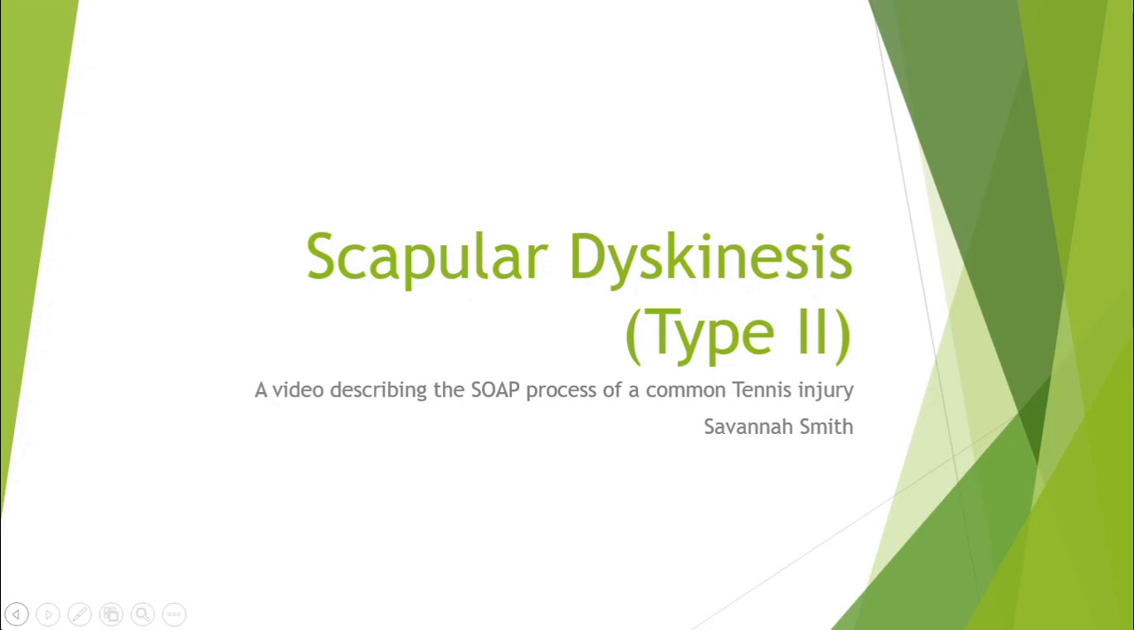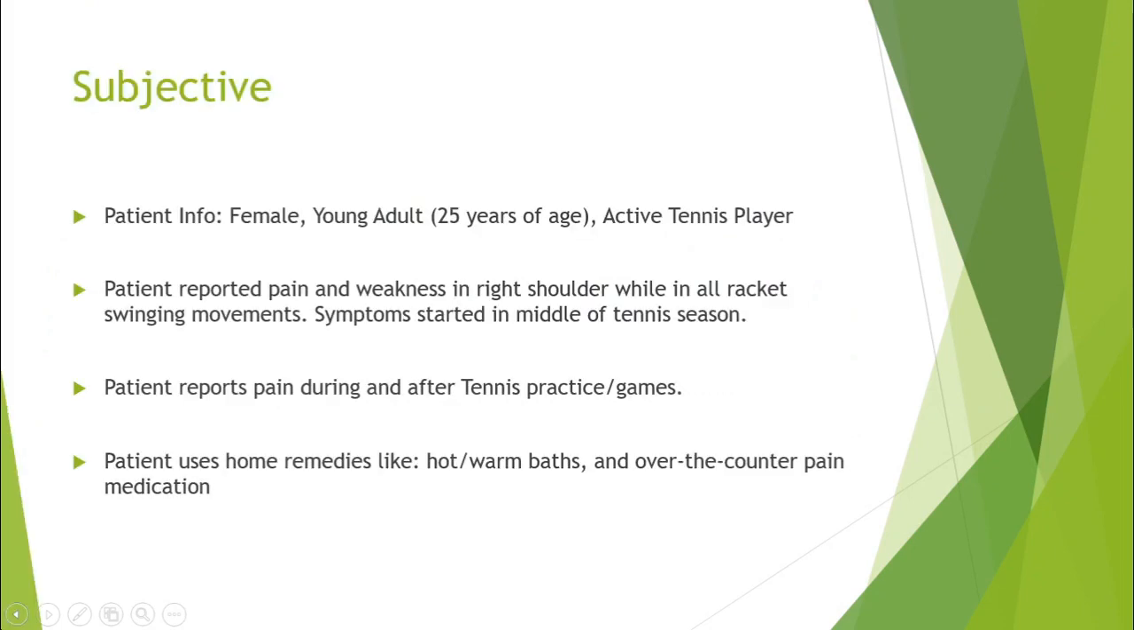the shoulder. To begin, my patient was a young adult female, exactly 25 years of age, and is an active tennis player. She reported pain and weakness in the right shoulder while performing racket swinging movements, and the symptoms started in the middle of the tennis season.